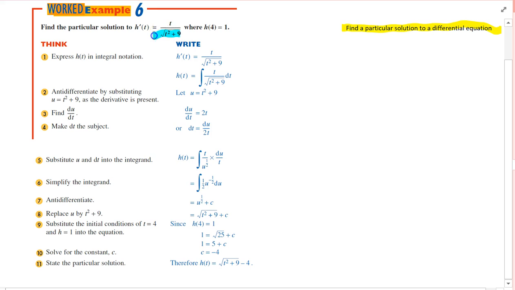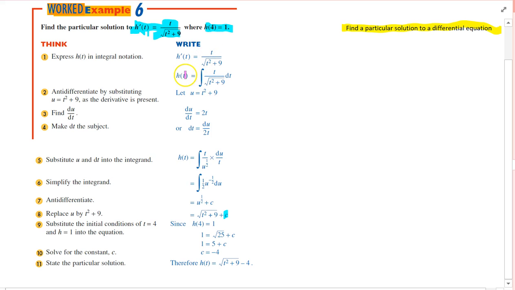So if you know the differential equation is this, and you're also given a boundary condition where when t equals 4, h equals 1, then obviously you can go one step further and find out what the c value is. So this isn't new to you. You've done this stuff before, but I just want to talk about maybe one part of this. Actually, there's probably just two things that we need to talk about.